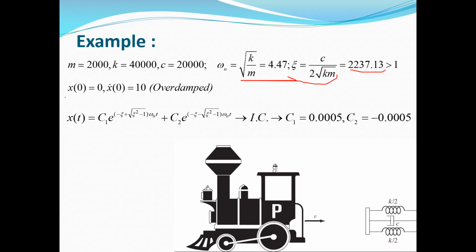The initial conditions, as I mentioned, at t equal to 0, x is equal to 0 and x dot is equal to 10. So we can substitute into the response, or you can solve the equation directly and use the initial conditions to obtain C1 and C2, which are constant coefficients for the homogeneous response. This is the response. You can substitute t equal to 0 and obtain C1 and C2.